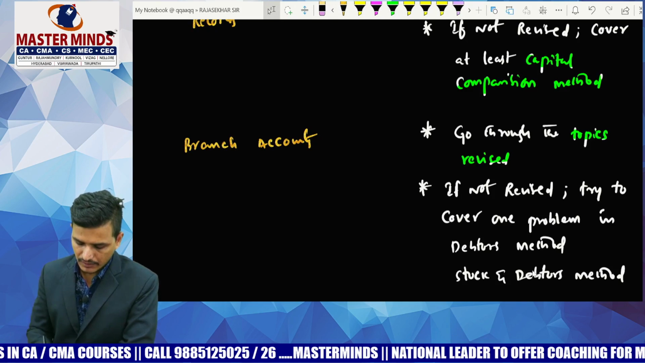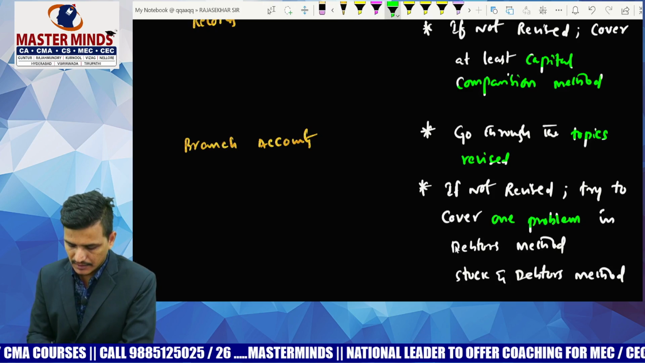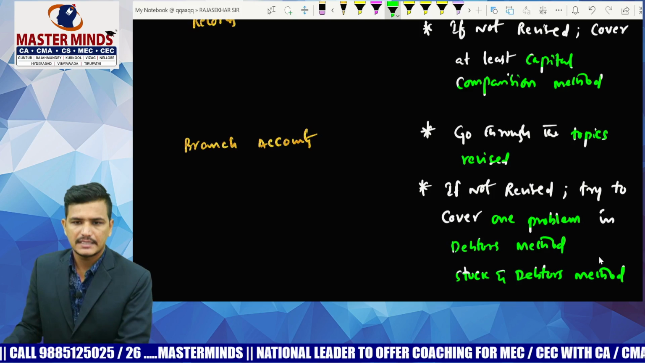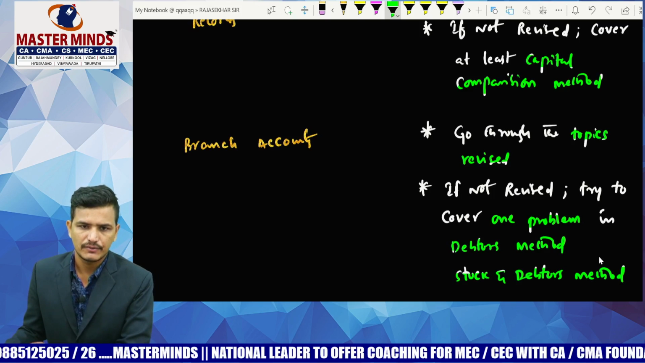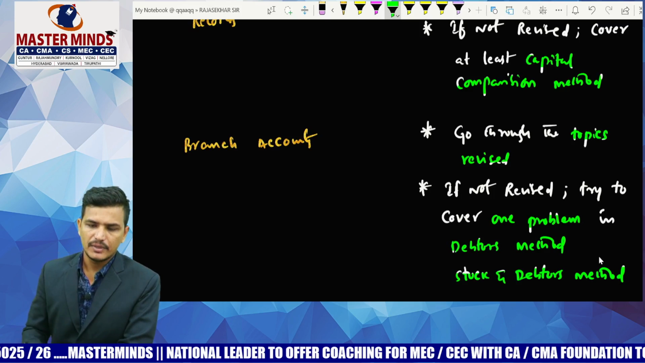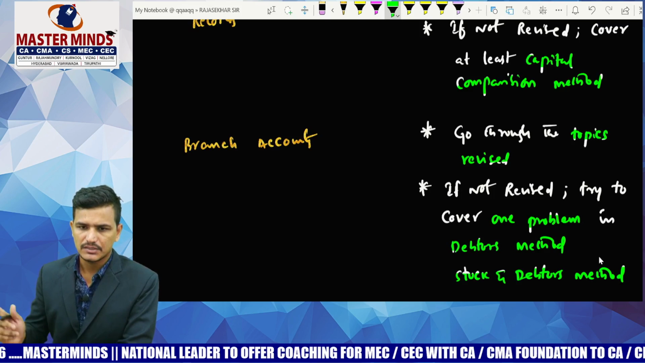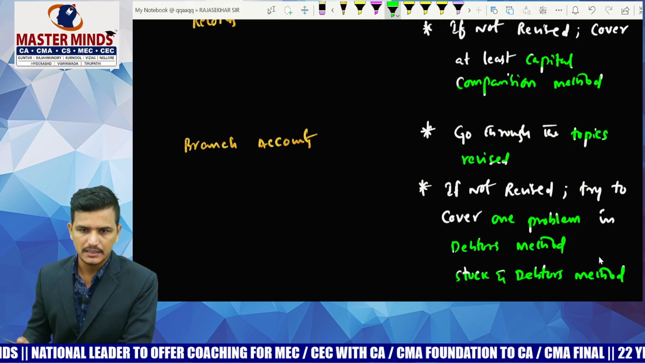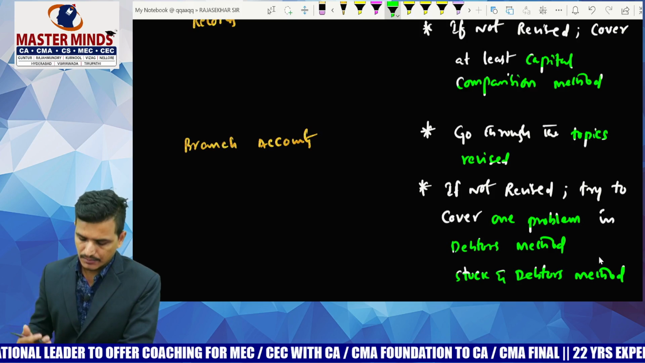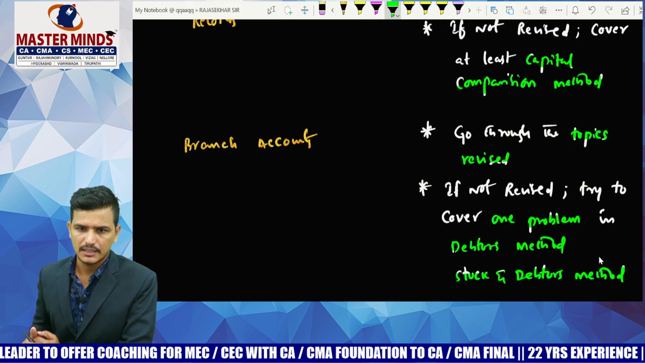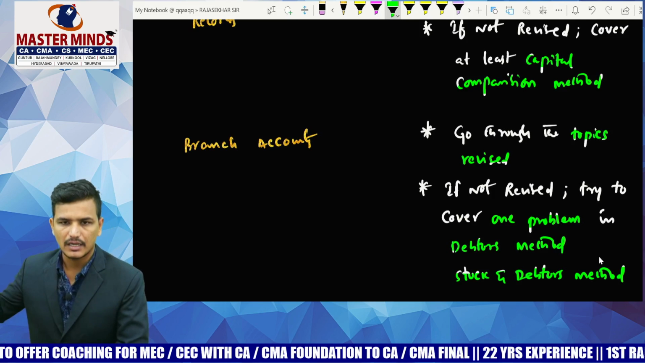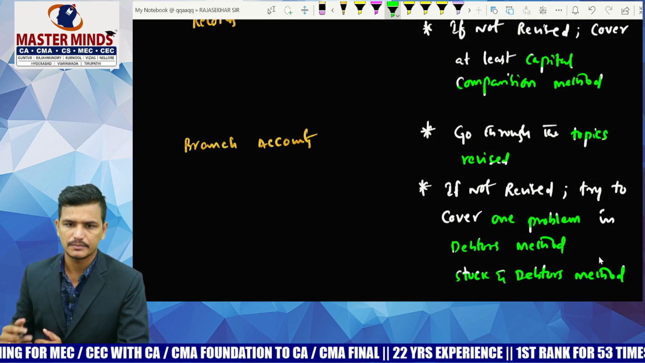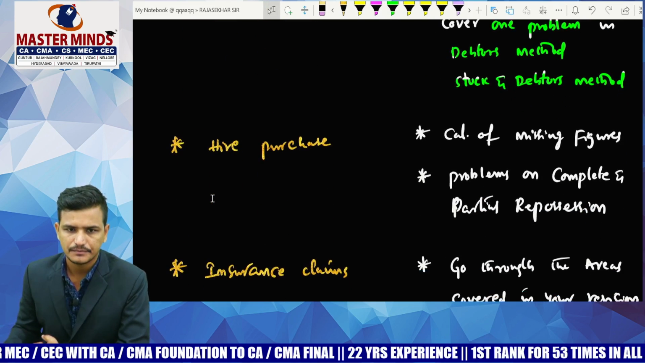Then try to cover at least one problem based on the debtors method and also the stock and debtors method. In the public examination, they continuously ask a question from branch accounts, and it will be either from the debtors method or from the stock and debtors method. In most cases, they give it from the debtors method, but there is also a possibility of a question from the stock and debtors method. So if you have not revised this chapter, try to cover at least one problem on each.